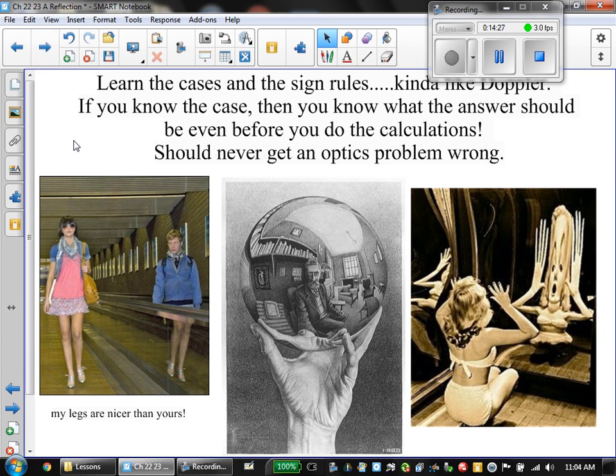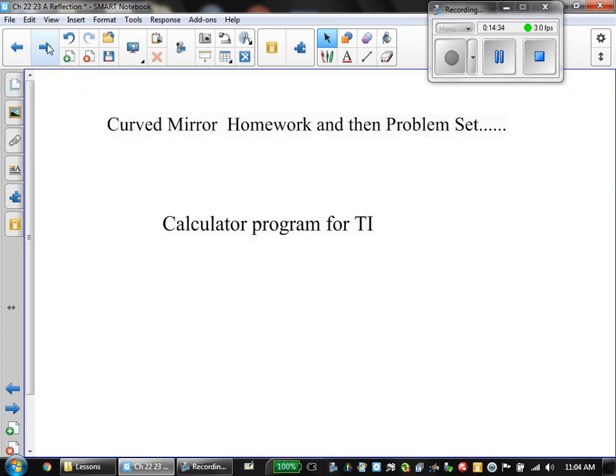That makes life nice. I do have a calculator program that does this. It's called Lens Mirror. It actually does all the calculations for you. You can have a copy. But do the homework set, look at the answers, see if they make sense, and then if you have questions, come see me. Okay, it was a little bit long, and I apologize, but I think you'll find that helpful.